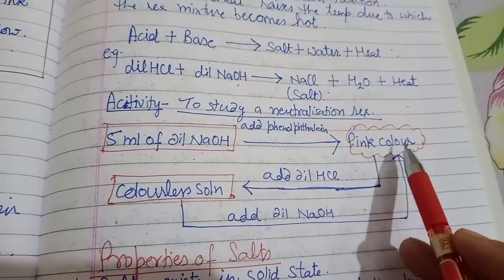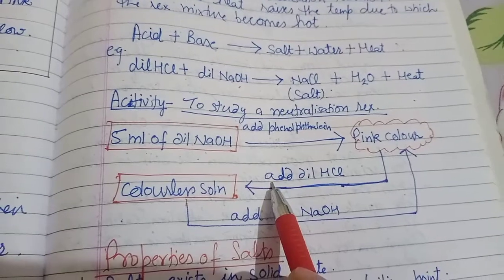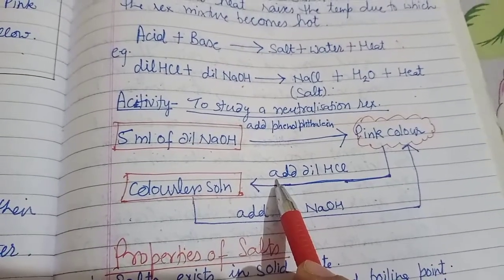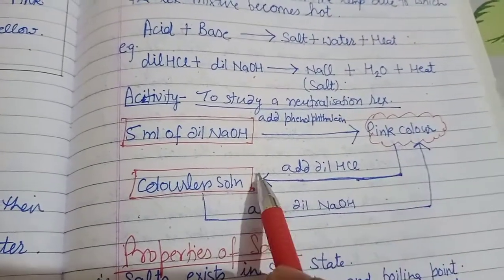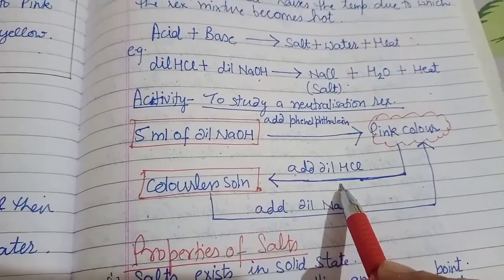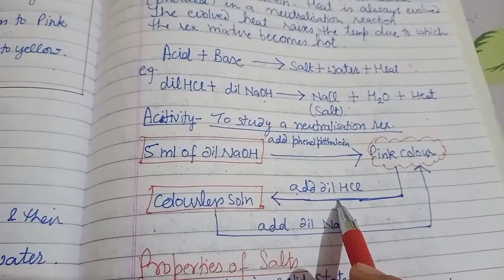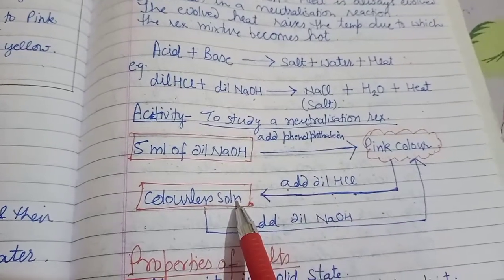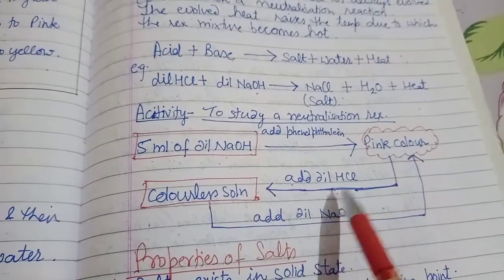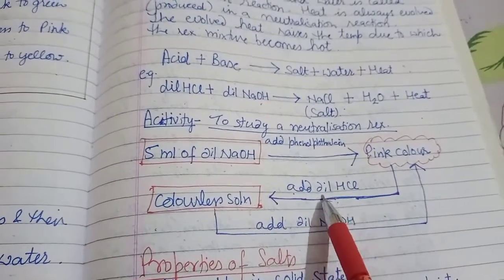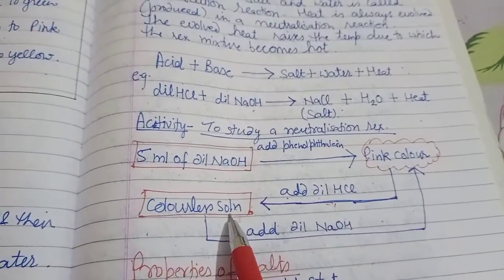Now in this solution, we will add a few drops of dilute HCl, dilute hydrochloric acid. Now we make this solution acidic. Phenolphthalein is already present there. When the concentration of acid becomes more, the solution will again change to colorless. Why? Because now this solution is acidic, and when phenolphthalein is added to an acidic medium, it remains colorless.